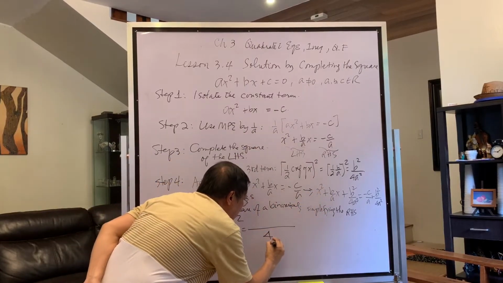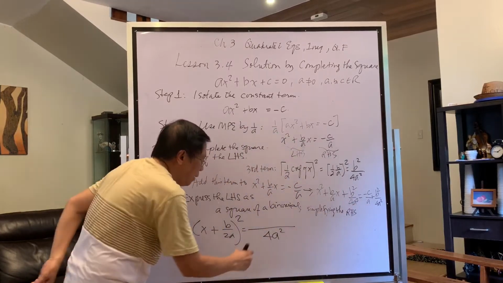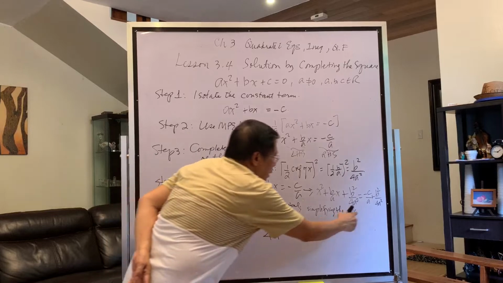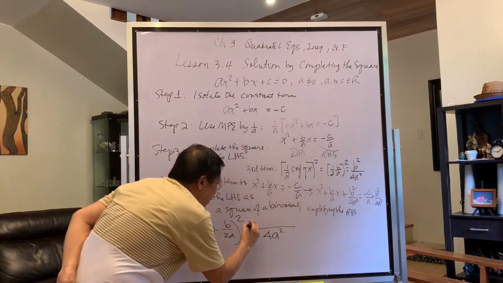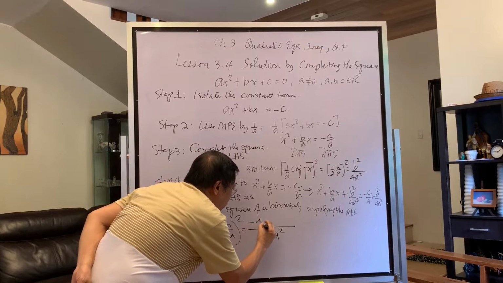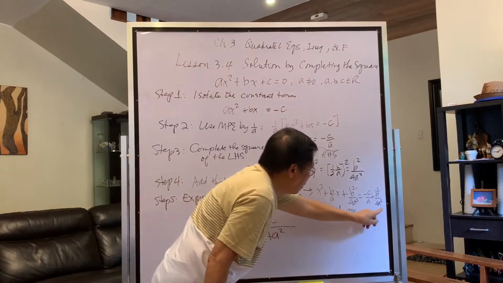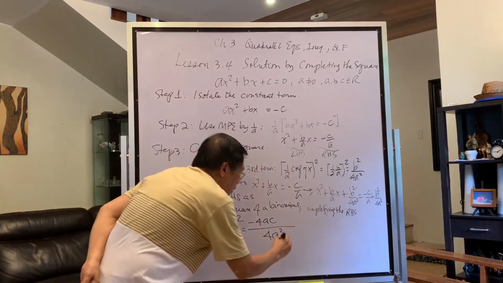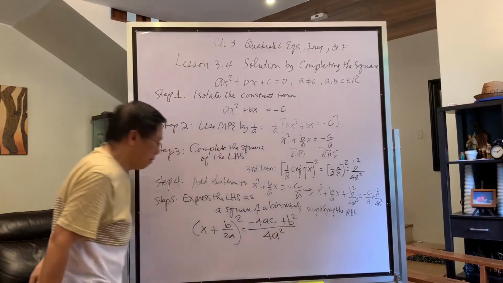And simplifying the right hand side, the LCD for a and for a squared will be 4a squared. 4a squared divided by a is 4a times negative c. I get here negative 4ac. And then 4a squared divided by 4a squared is 1 times b squared will give me b squared.